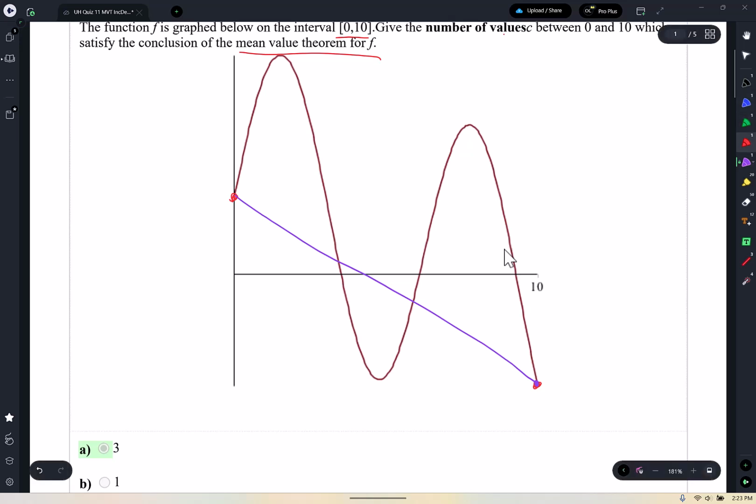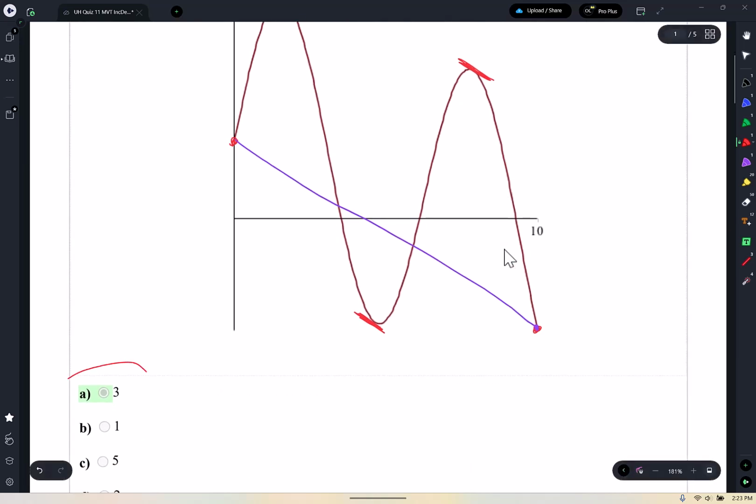So I just go down the curve. So a little bit past that max there. There I am. That's parallel. And then a little bit before that min. That looks parallel. And then a little bit past that max. That looks parallel. So there it is. How many tangent lines do I have that are parallel to the secant line? 3. And there it is.